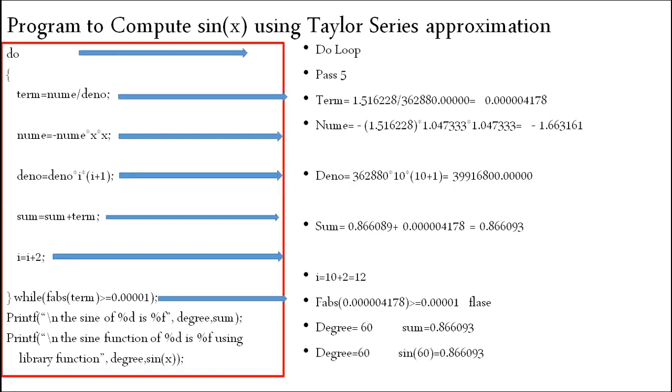Even if my degree is 60, sin of 60 is also 0.866093. So by this, I can say my procedure of computing sin of x using Taylor series approximation is correct. Even the built-in function is giving the same answer. It means that my program is satisfying both conditions. It has been calculated in the manual procedural format, and also with my built-in library function. Next, we'll see the program.